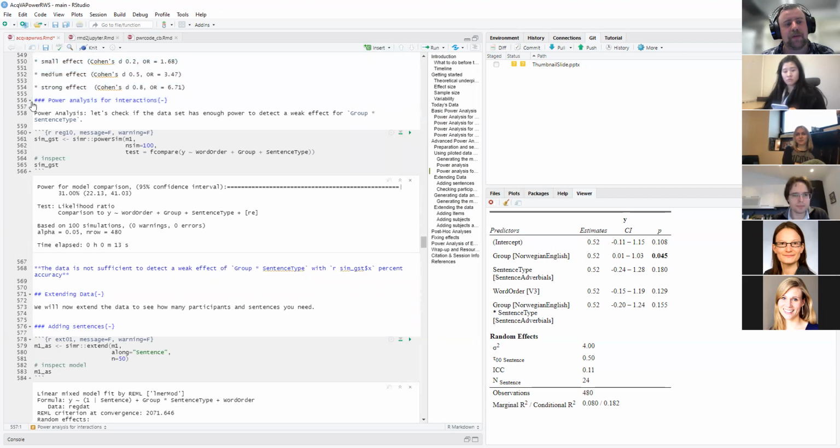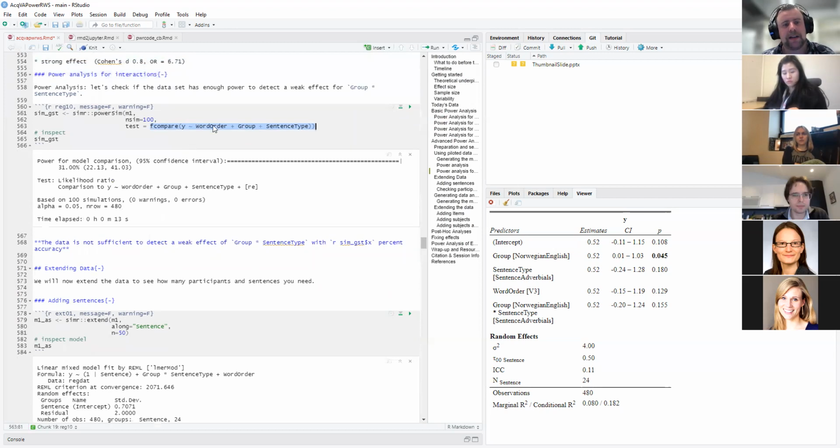And now this was the point where Serge basically said, okay, there's actually a problem with fcompare, where I basically copied from the z-test, and he's right. So here we compare the model that we have, which has an interaction between group and sentence type, to the model without it, and the power for that is not high enough. So if you look here, we find that the interaction between group and sentence type is not significant. But given the low power, we don't know whether that's because we don't have enough subjects or items, or whether it's because there's really no effect.